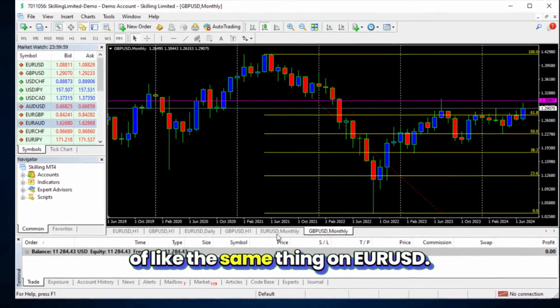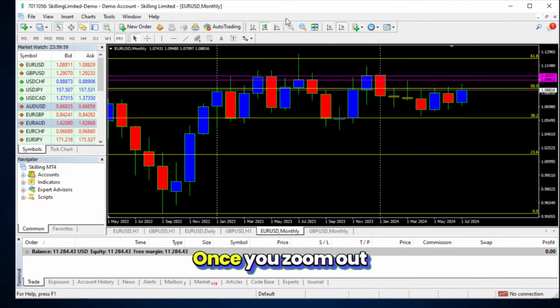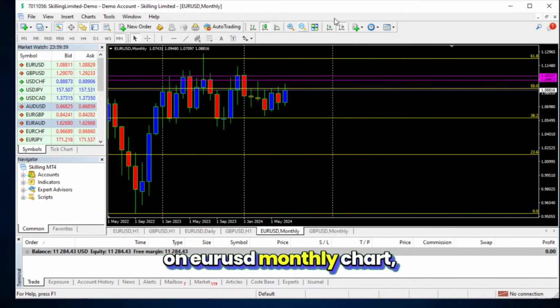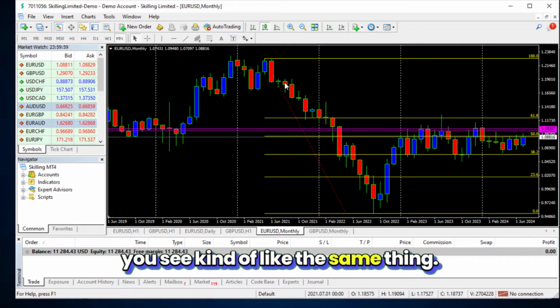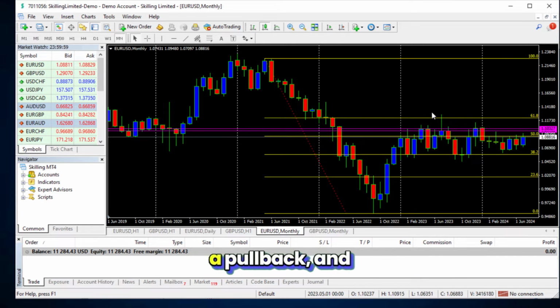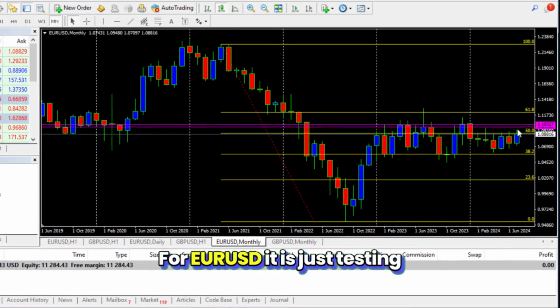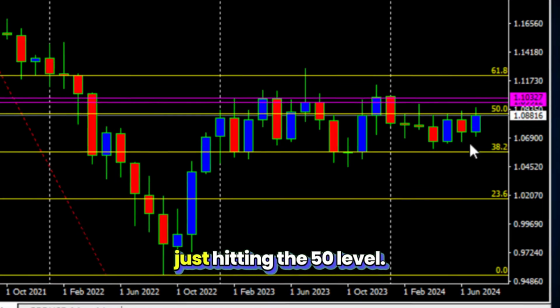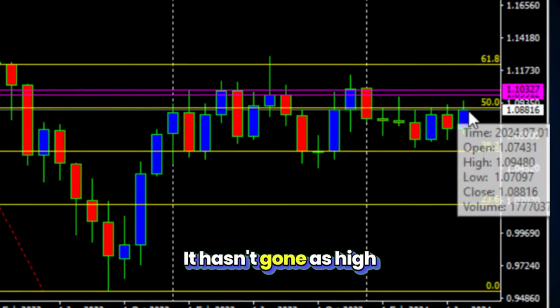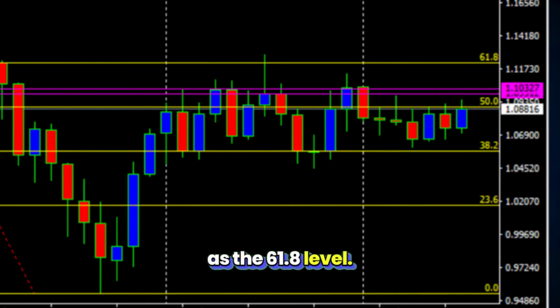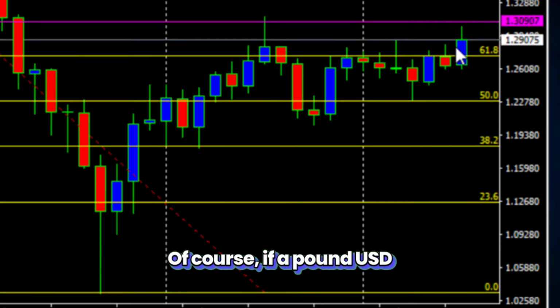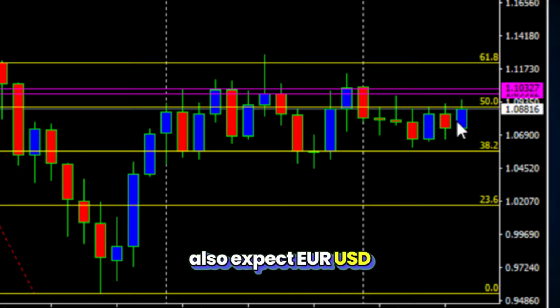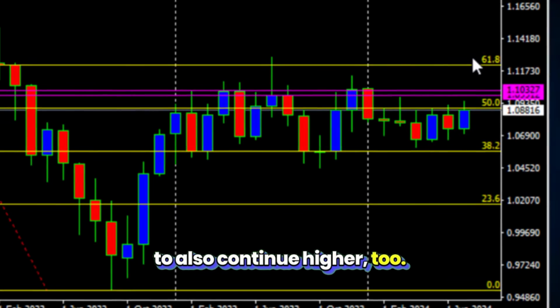And it's kind of like the same thing on Euro USD. Once you zoom out on the Euro USD monthly chart, you see kind of the same thing. There was a decline, a pullback, and we're expecting a continuous decline. Now, for Euro USD, it's just testing the 50 level right now. It hasn't gone as high as the 61.8 level. Of course, if pound USD continues higher, we can also expect Euro USD to continue higher too.